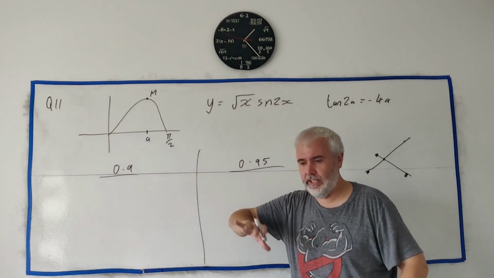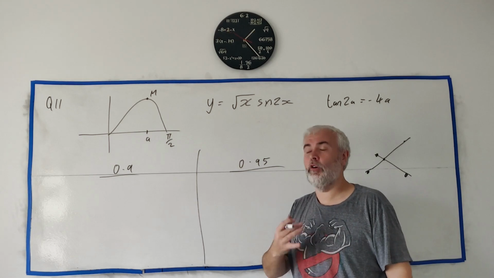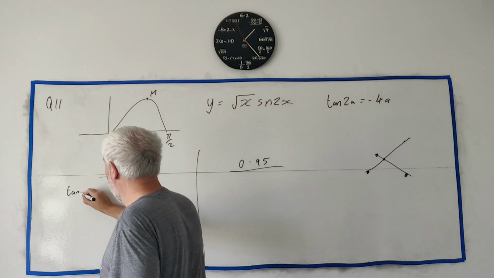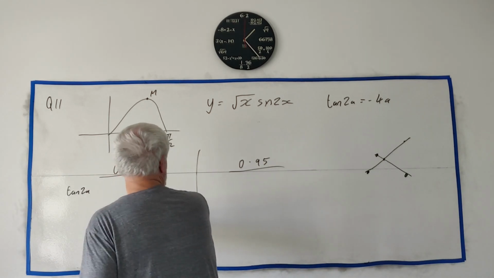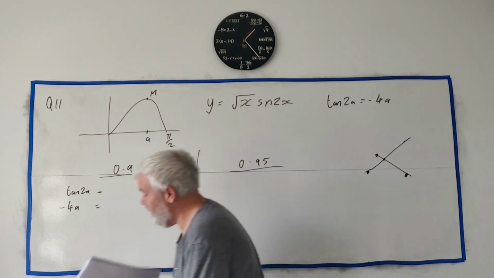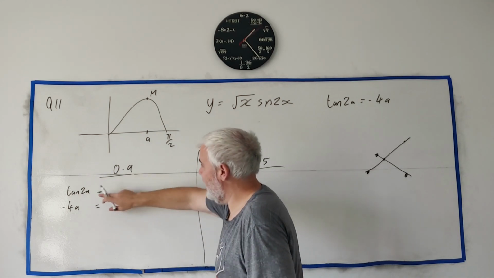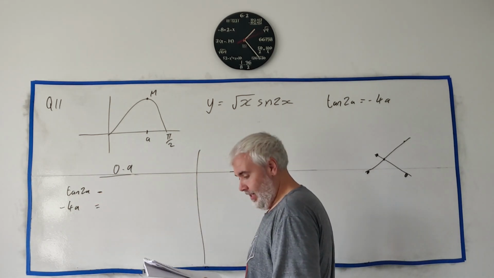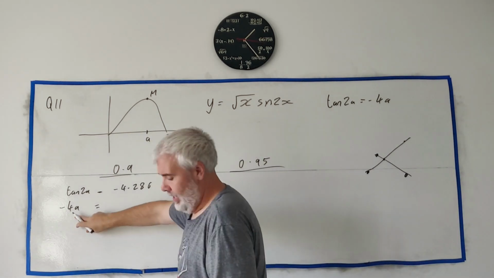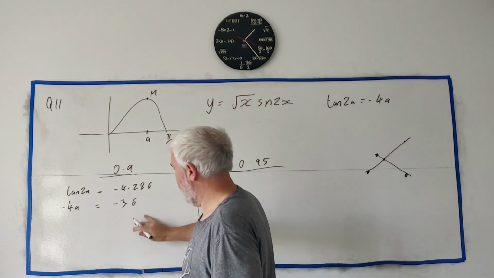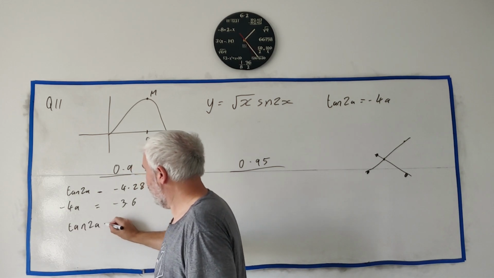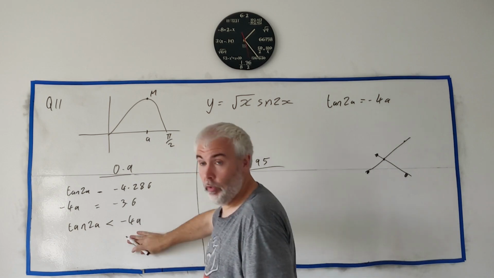I'll write exactly what I think you should do in the exam, or certainly enough that you will get full marks. I am going to find tan 2a at this point, and I'm going to find minus 4a. I'm going to put these both in the calculator. I have the answer already out here. If you put tan of 2 times 0.9 into the calculator, you will get minus 4.286, and if you put this in, you get minus 3.6. At this point, I would write something like, tan 2a is less than minus 4a.